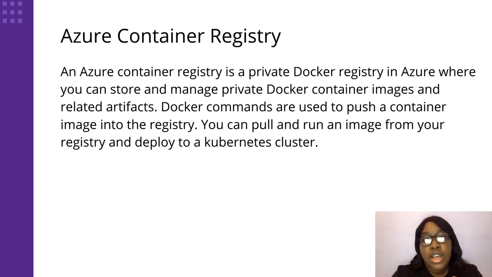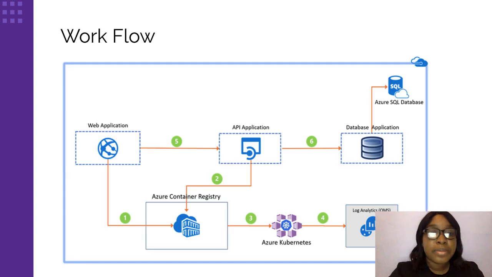And one way to use Azure Container Registry is by pushing your image to the registry using Docker commands. So we have Docker commands that you can use to push your image to the registry. You can pull from a registry. You can run an image from a registry. You can also deploy to your Kubernetes cluster.